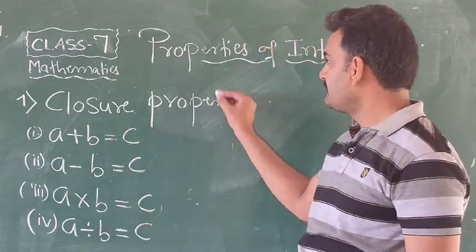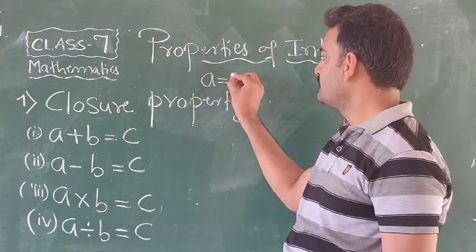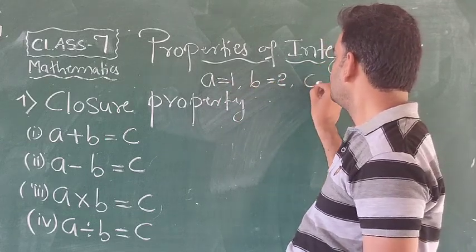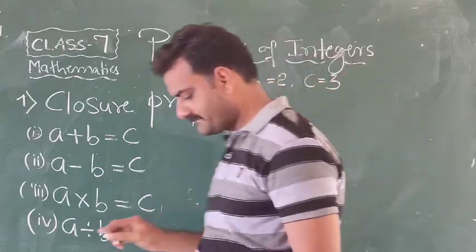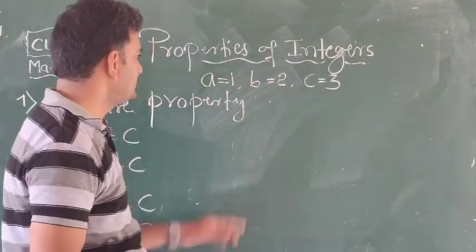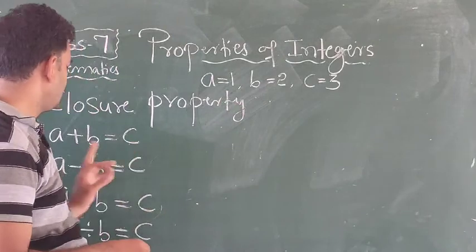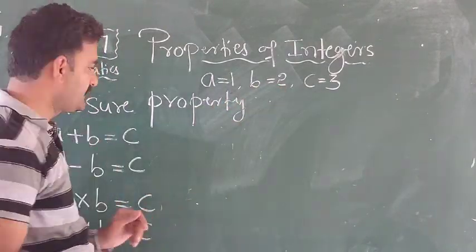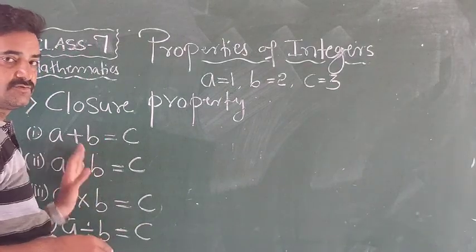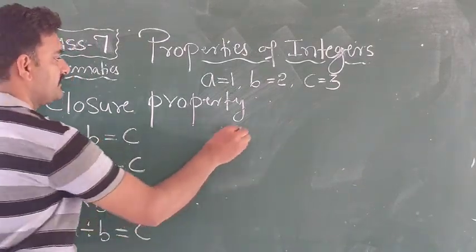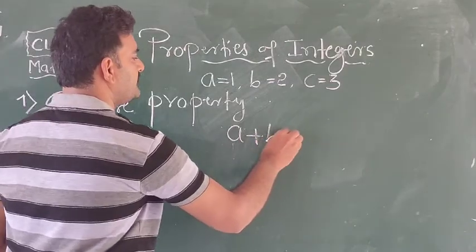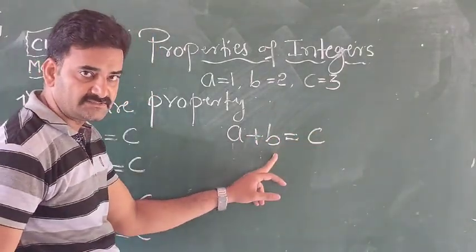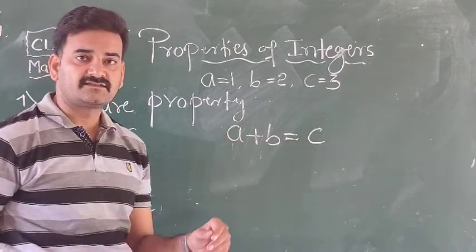Let us take an example. a is equal to 1, b is equal to 2 and c is equal to 3. Let us see this example. I consider a is 1, b is 2 and c is 3. Now, whether it holds good or not, we are going to check. a plus b is equal to c, where a is integer, b is integer and c is integer.